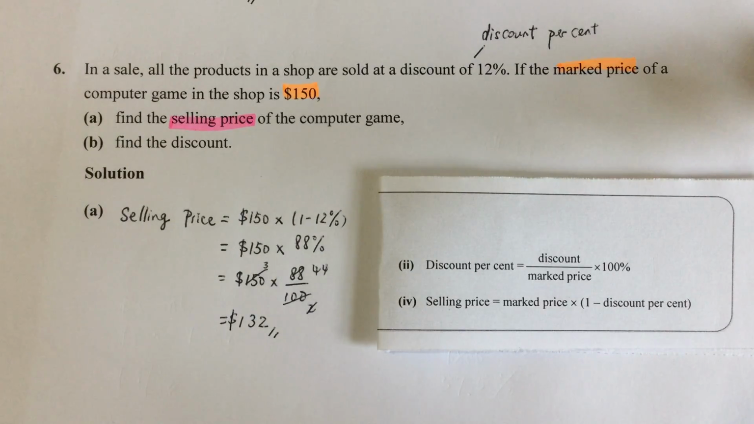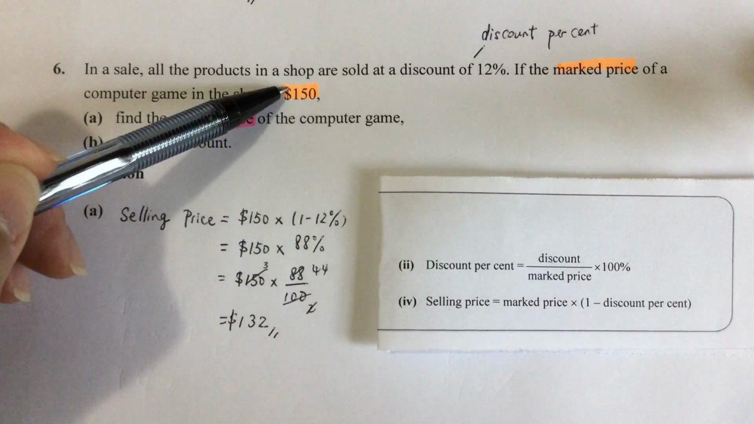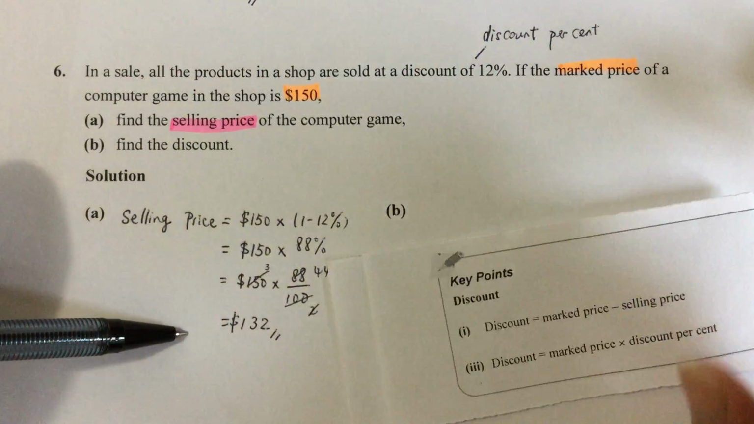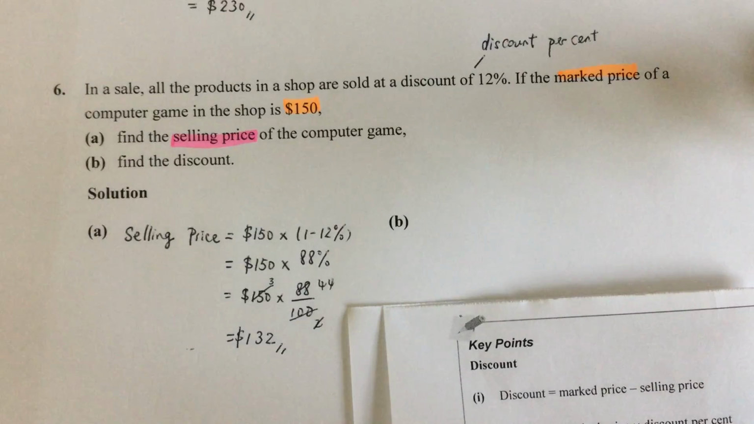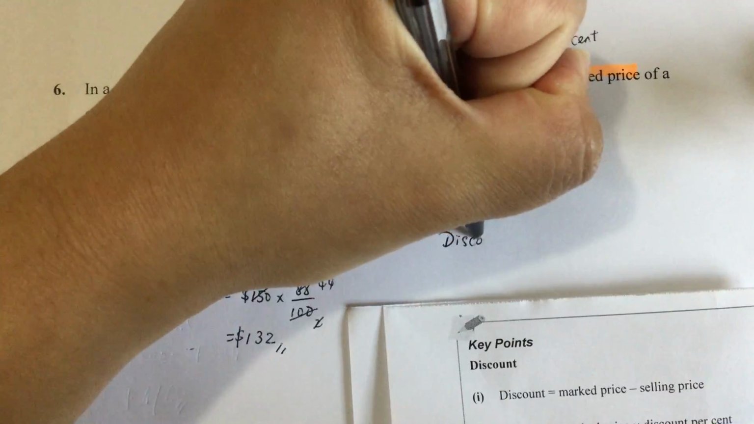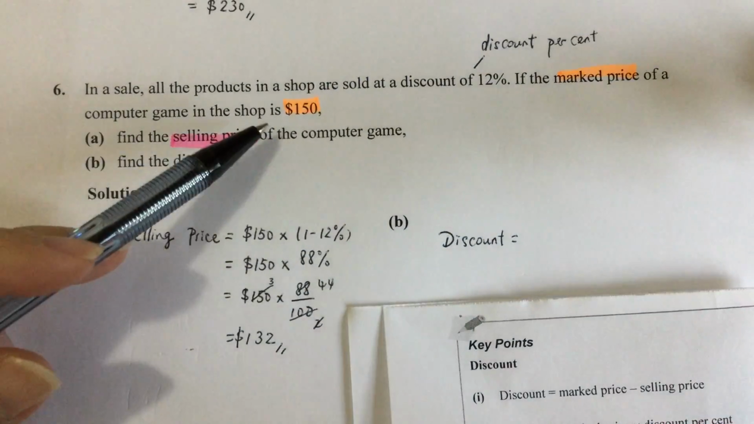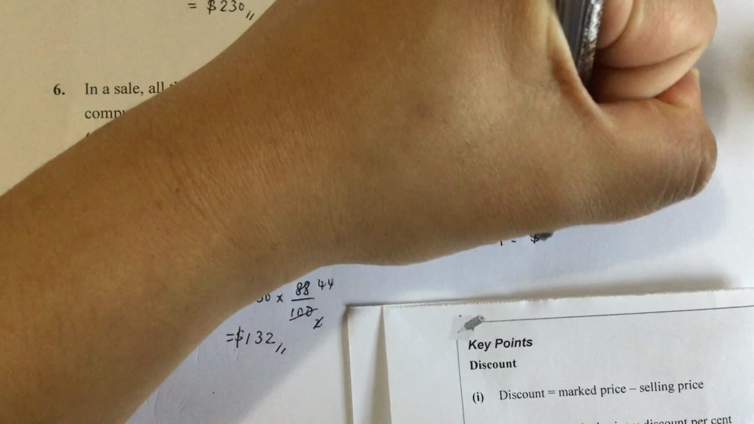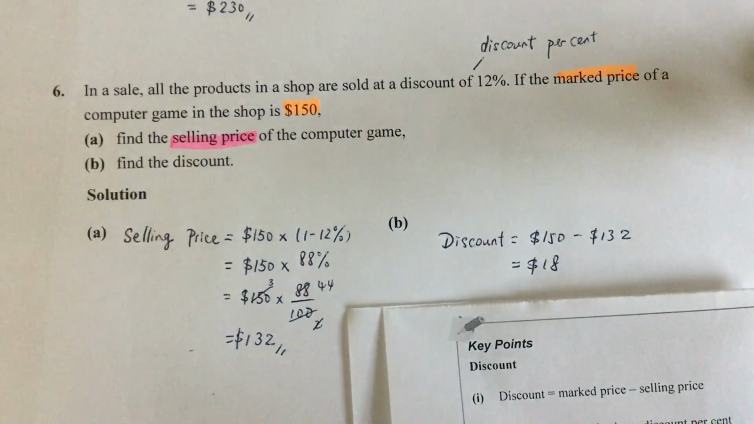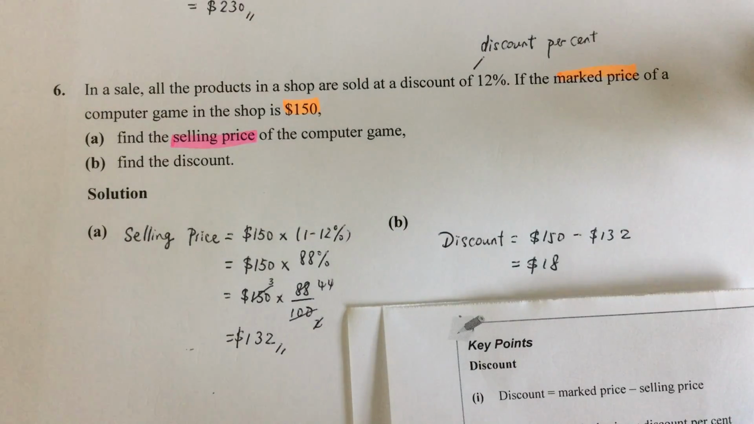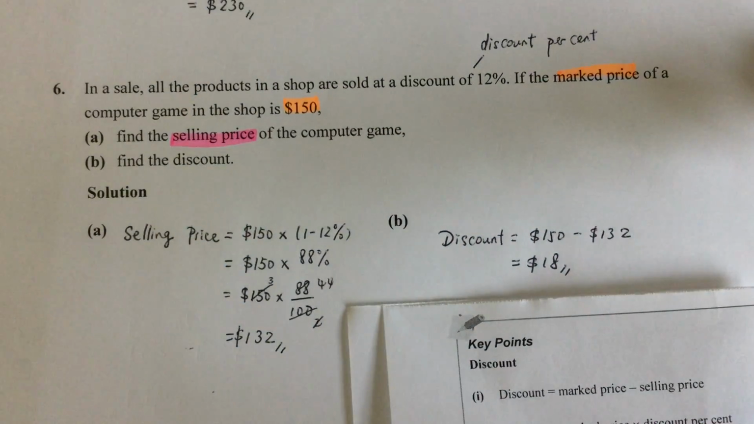So we are going to find the discount. So obviously you can use the mark price and the selling price and subtract them. So we have another formula, number 1. So I'll give you 10 seconds to solve the problem. So the answer, the discount. Okay, I can do it quickly. It will equal $150 minus $132. So the answer is $18. Okay, we have the problem.